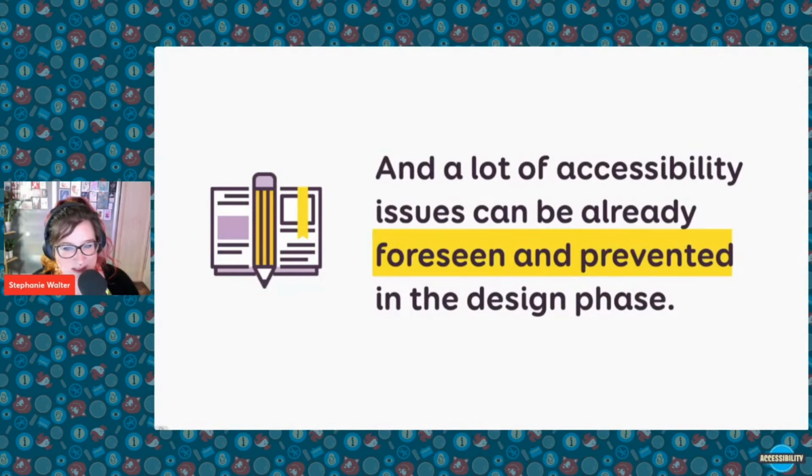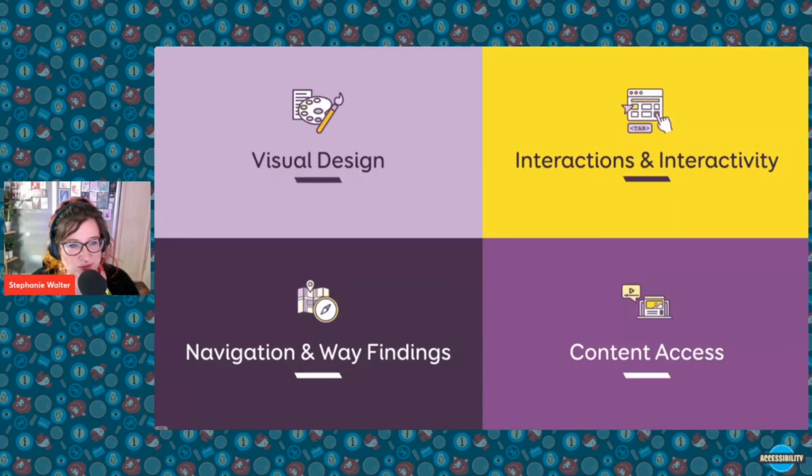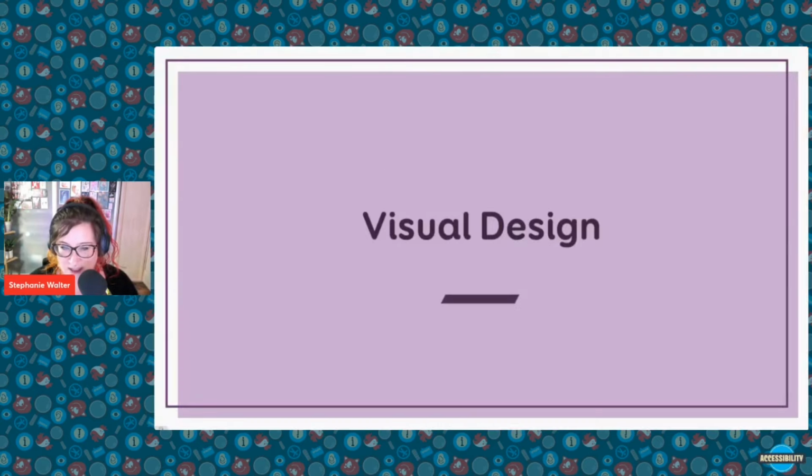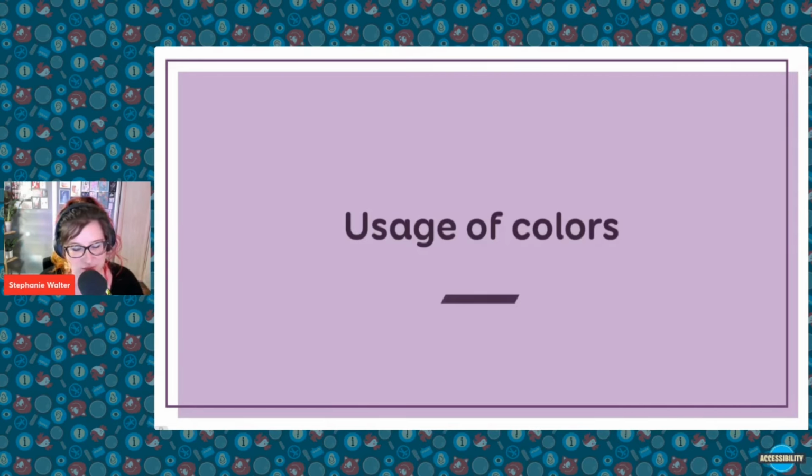A lot of accessibility issues can already be foreseen and maybe even prevented in the design phase. So today I want to focus on 4 main areas where designers can have an impact on the product, on the roadmap, on your mockups when it comes to accessibility. We're talking visual design, interaction and interactivity, navigation and wayfinding, and a little bit about content access. When talking about visual design, of course, we are going to talk about colors. And the first thing we can do is be careful about our usage of color.